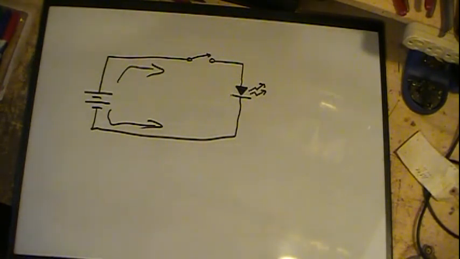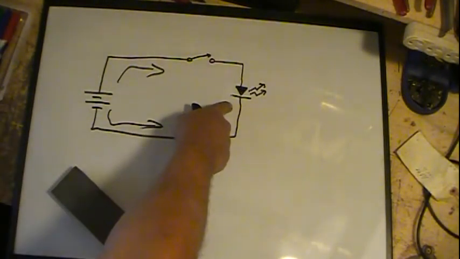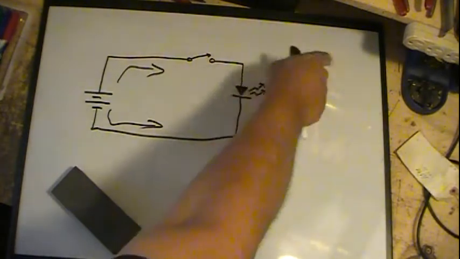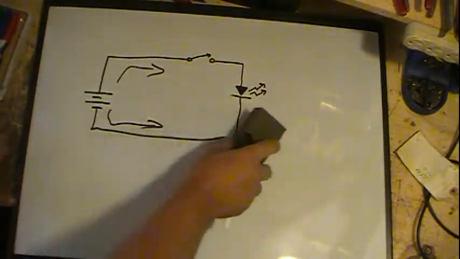So, this ended up being longer than I thought it would be. Oh, by the way, symbol for an LED, little wiggly lines showing light. Actually little photons jumping out of there.